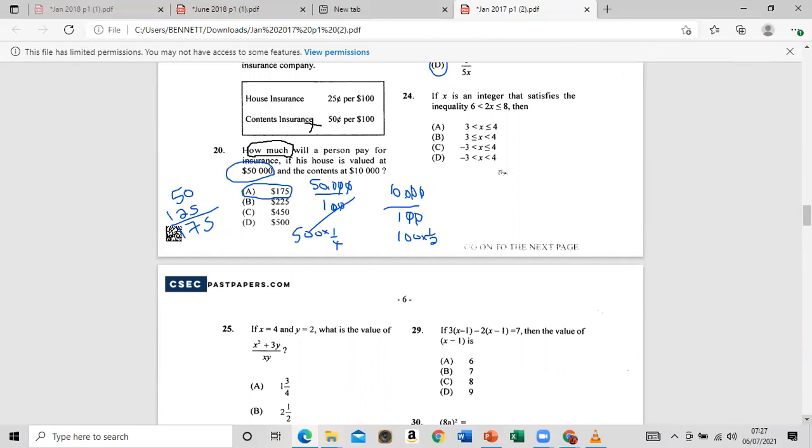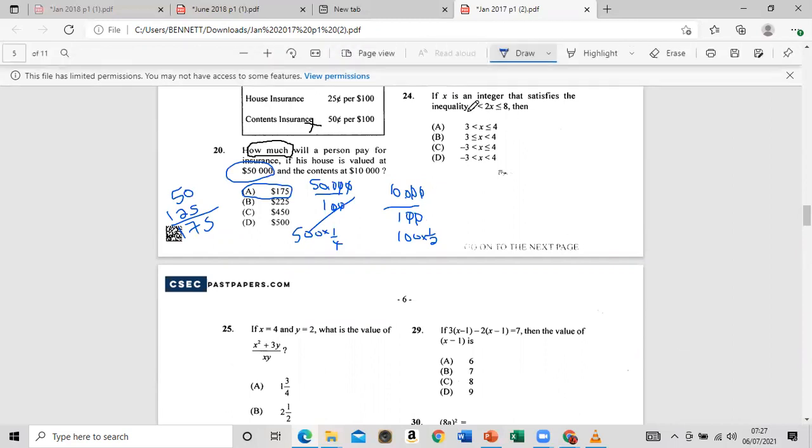If x is an integer, then that satisfies the inequality. First we're just going to divide both sides by 2 to get rid of this, right? So x stands alone, so that will be 3 less than x less than or equal to 4. So we just search for this one. It's an x, guys. X in the middle, x in the middle.